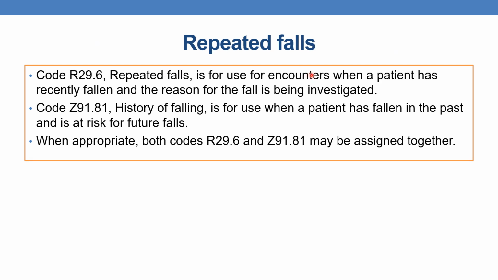Now next, repeated falls. The code R29.6, repeated falls, is used for encounters when the patient has recently fallen and the reason for the fall is being investigated. Additionally, code Z91.81, history of falling, is for use when the patient has fallen in the past and is at risk for future falls. When appropriate, both codes R29.6 and Z91.81 may be assigned together.